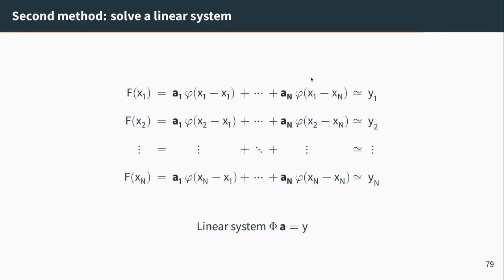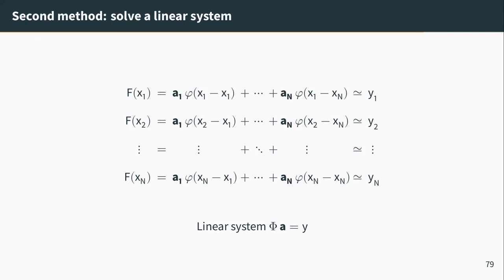So my kernel function now is more like phi. And so it's parametrized by those n scalar weights. And what I want to achieve is to find weights such that when I evaluate my function on the data points, I get more or less the ground truth values. So I get this set of n equations: f of x1 should be more or less y1, f of xn should be more or less yn.